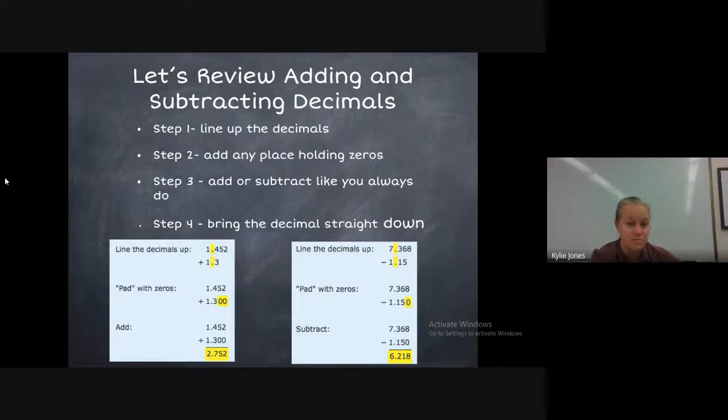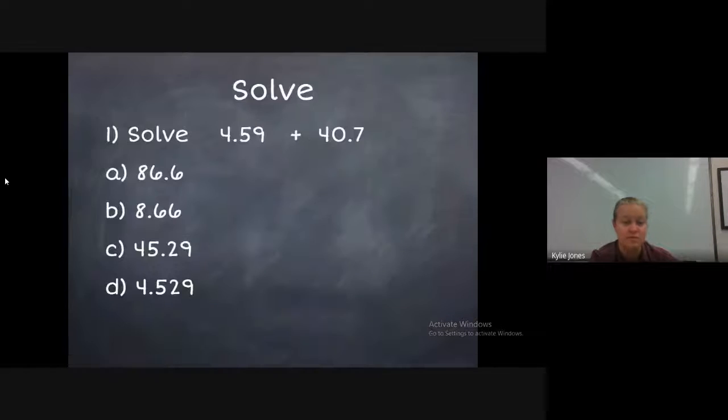Okay. So let's do an example together. I'm going to write this one on the board behind me, and then I'll switch just so that you guys can see me better, and we'll do this all together. So we have 4 and 59 hundredths plus 40 and 7/10. Okay, I'm going to switch it over to me.